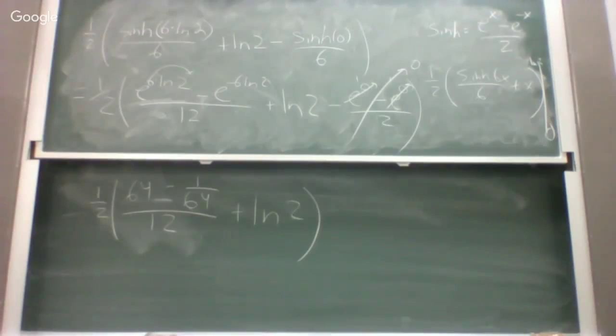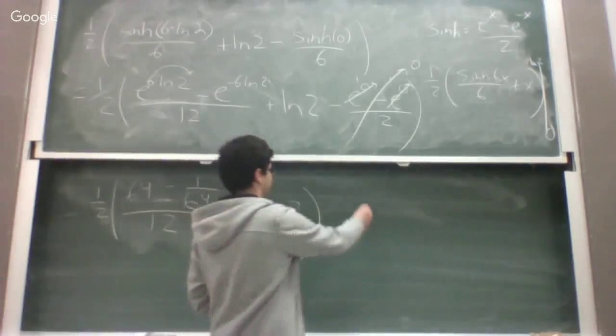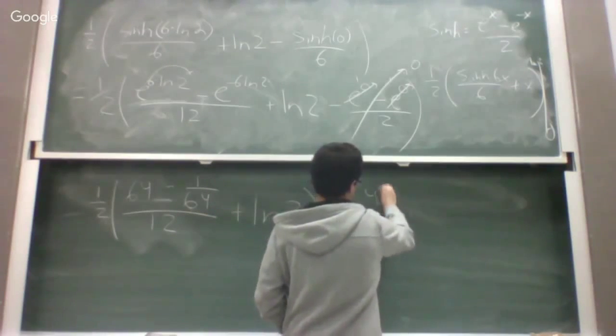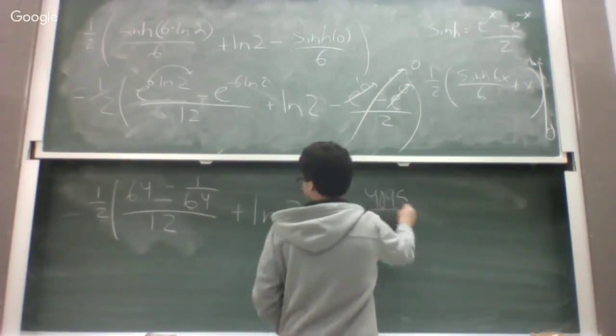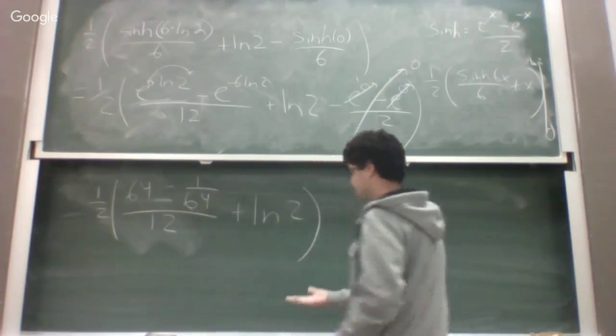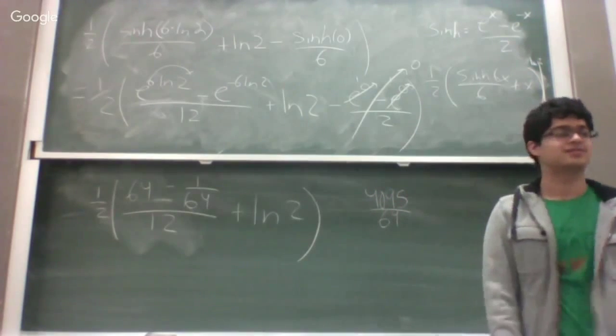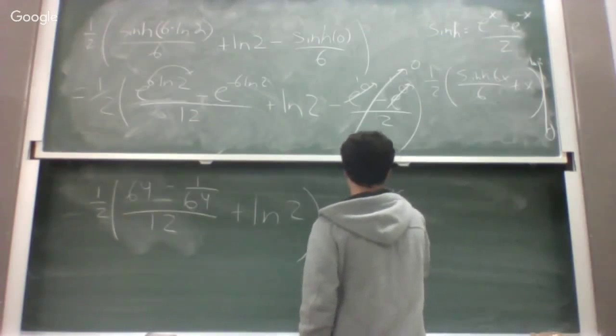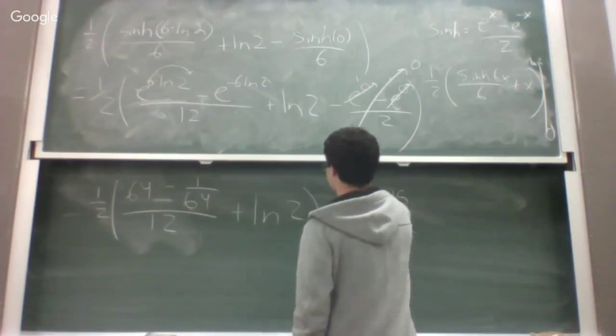It's 4,095 over 64. Over 12, yeah. And then you have 1/2 on the outside.